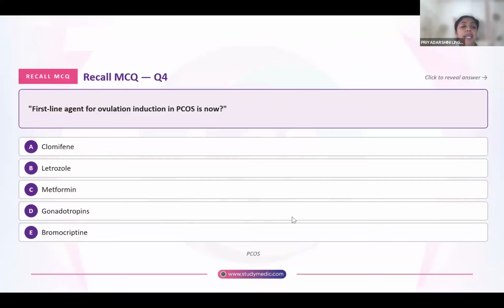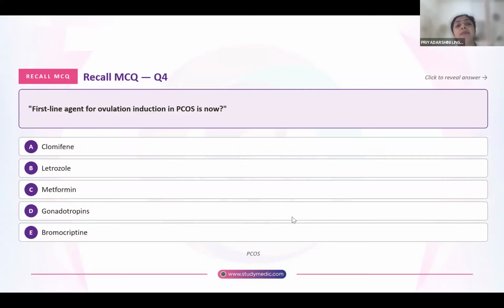So, going into the next question, which is the first line agent for ovulation induction in PCOS? Okay. Is it clomiphene citrate? Is it letrozole? Is it metformin? Is it gonadotropin or bromocriptine? Now, if you look, the question clearly asks about ovulation induction. So this is something I want you to keep in mind.